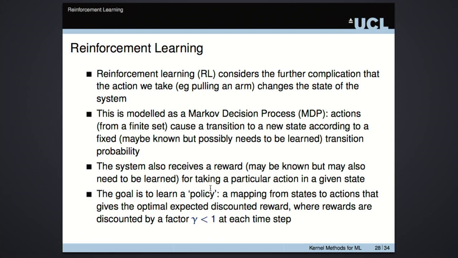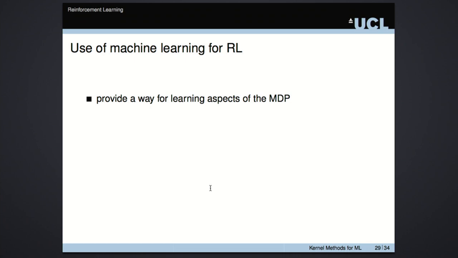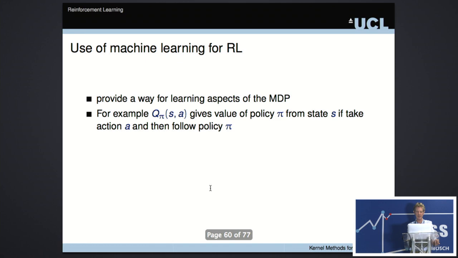So machine learning enters into reinforcement learning in a number of ways by enabling learning aspects of the MDP. So for example, something called the Q function is going to estimate the reward of the policy which says, if I'm in state S, I take action A, and then I follow a predefined policy pi. So I've got my policy I've been working with, but I want to know if I took this action and then followed the policy that I'm generally following, what would be my expected reward? That's known as the Q function, and again can be estimated using machine learning techniques. So deep Q learning would do that using a deep neural network and so on.